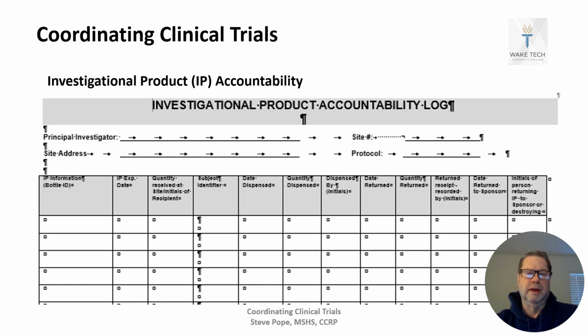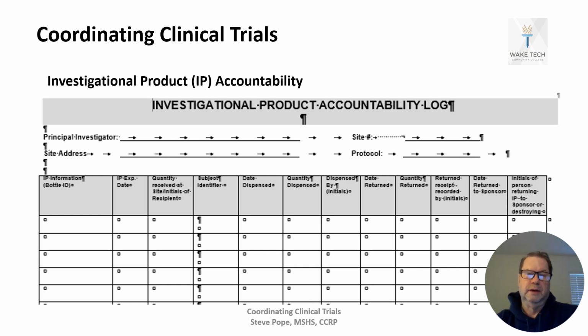Then when the subject comes back, they're going to bring back that bottle. Even if it's empty, tell them to bring it back, because you need to account for it. So you write down the date it was returned, the quantity that was returned. If it started out with 30 pills and it was returned with 2 pills, you would include that in that column. And then who recorded the return receipt.